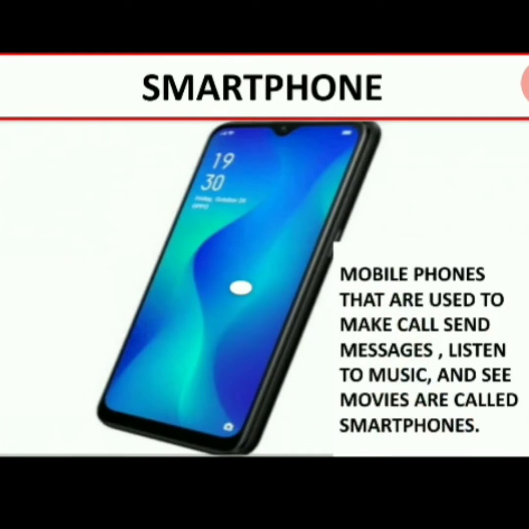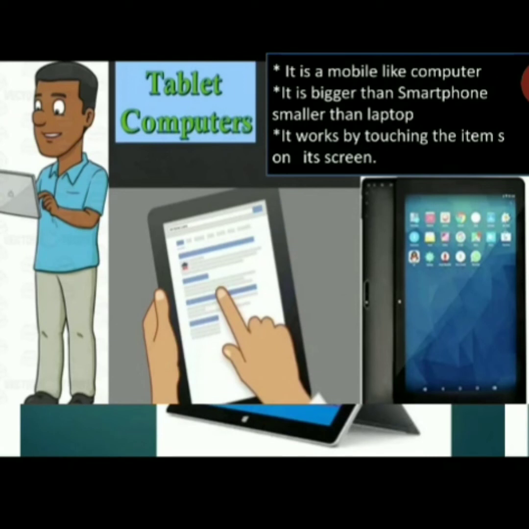Third one, smartphone. What is the spelling of smartphone? SMARTPHONE, smartphone. Mobile phones that are used to make calls, send messages, listen to music and see movies are called smartphones. What is the spelling of smartphone? SMARTPHONE, smartphone.